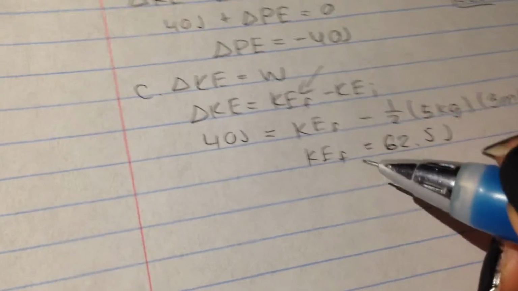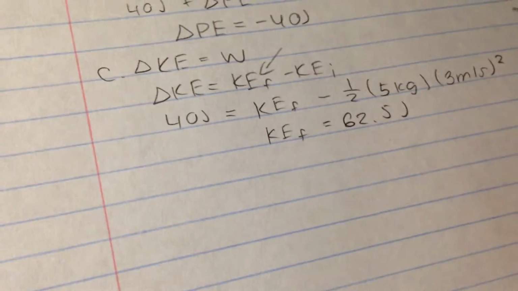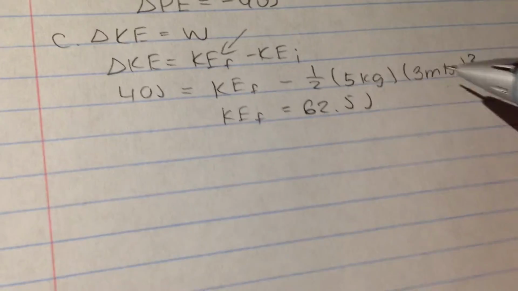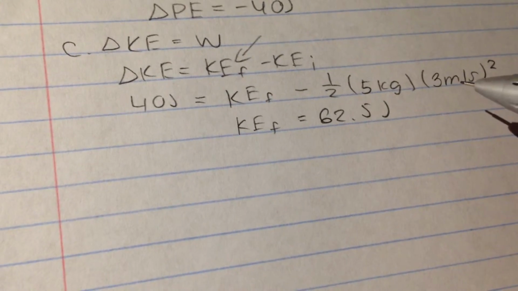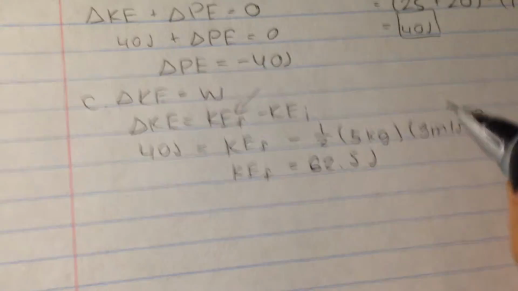And the reason why you find kinetic energy final is because you're trying to find it when x is 5 meters, which is the final position. And kinetic energy initial is this because x is at 1 meter, which is the initial position.